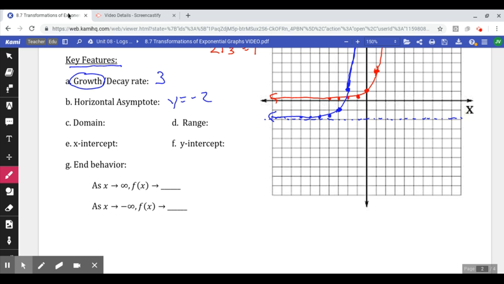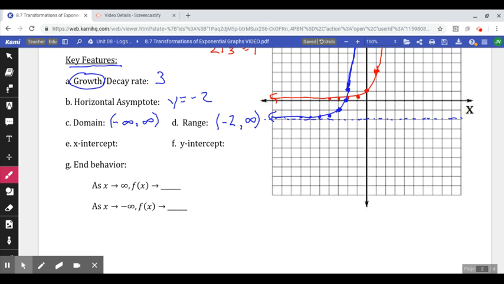The domain for these exponential functions is going to be -infinity to infinity. Any real number is okay, and that's interval notation for saying any real number. The range, the possible y values here, are only from -2, and we draw a parenthesis indicating not including -2, all the way to infinity. So every real number from -2 to infinity is a possible y value on that blue graph.